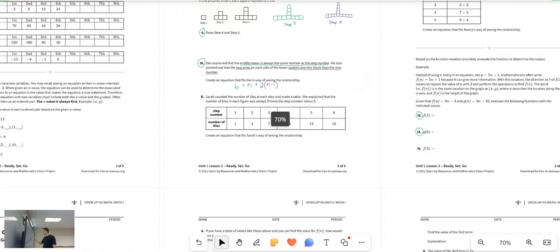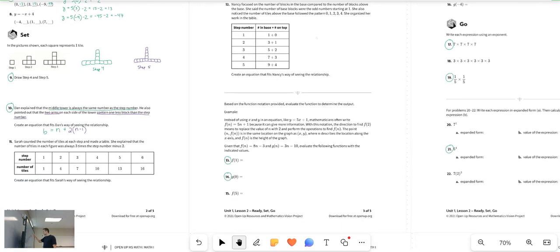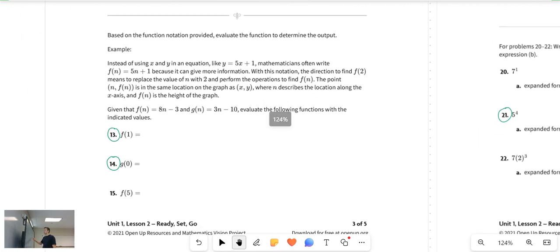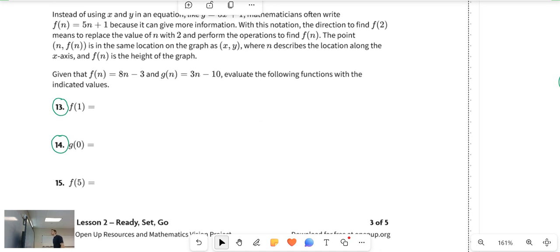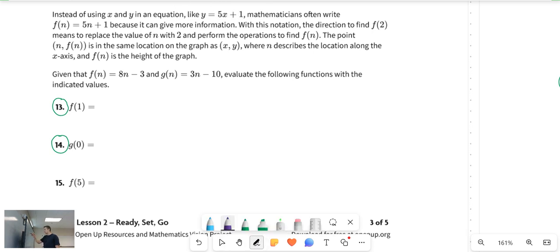All right, that's number 10. Let's move on. Where are we going next? 13 and 14. All right. So we get a little bit of function notation. Basically, we are given that the function f of n is 8n minus 3. We're going to make this purple. 8n minus 3. And then our other function, g of n, is 3n minus 10.